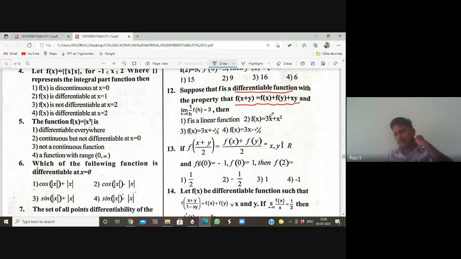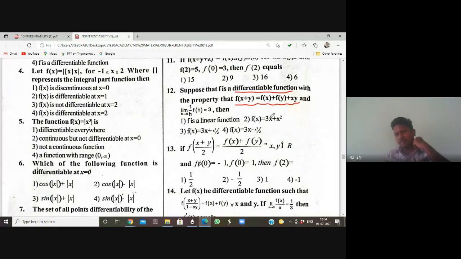We need to find the function. So what shall we do here? Shall we verify the options? Options two, three, four are given as quadratic expressions, and the first option alone is a linear function. Whether a linear function satisfies this property, or else any quadratic expression. Let's see how to do this. Okay, it is again simple only.